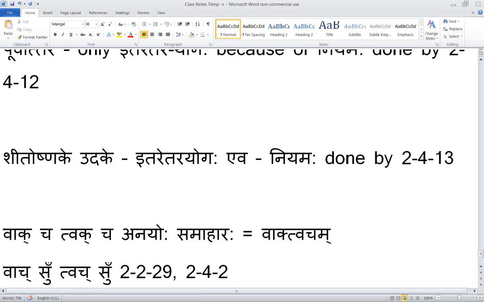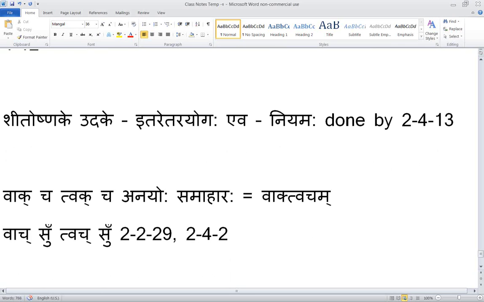And then what happens is that you get krt-taddhita-samasascha, supo dhatu-pratipadikayoho, which is our usual rules. Then after that, we get vach, tvach, by doing krt-taddhita-samasascha, supo dhatu-pratipadikayoho.